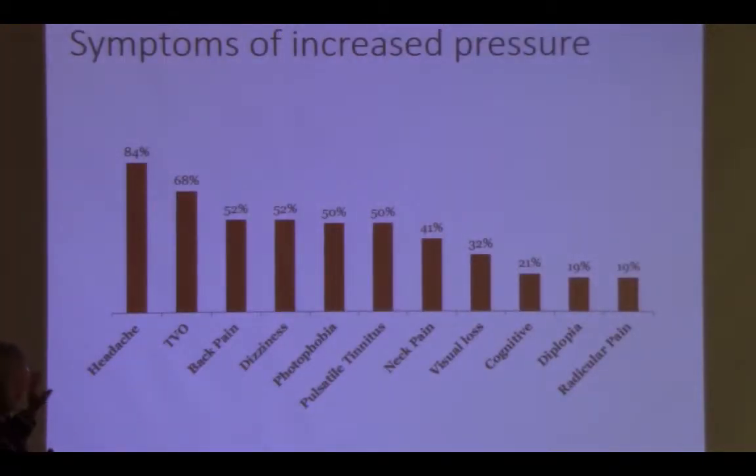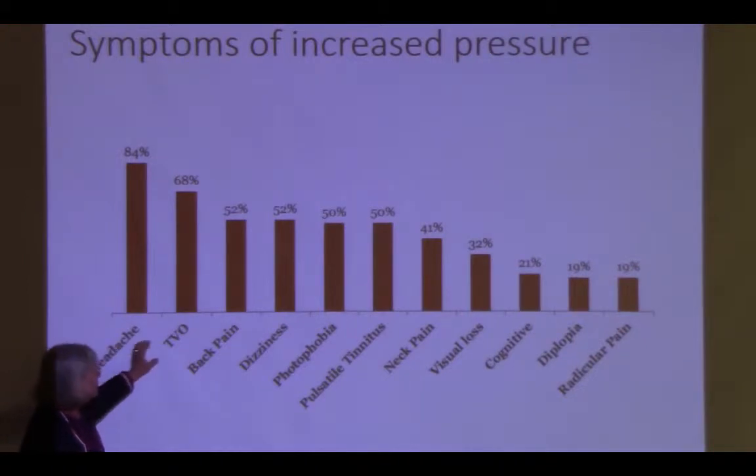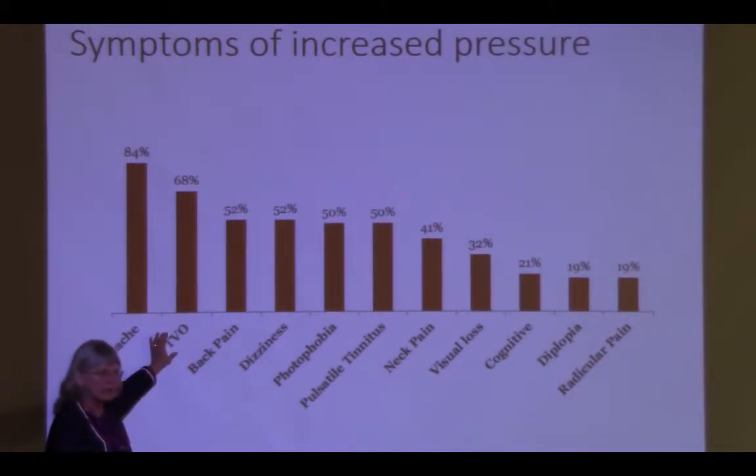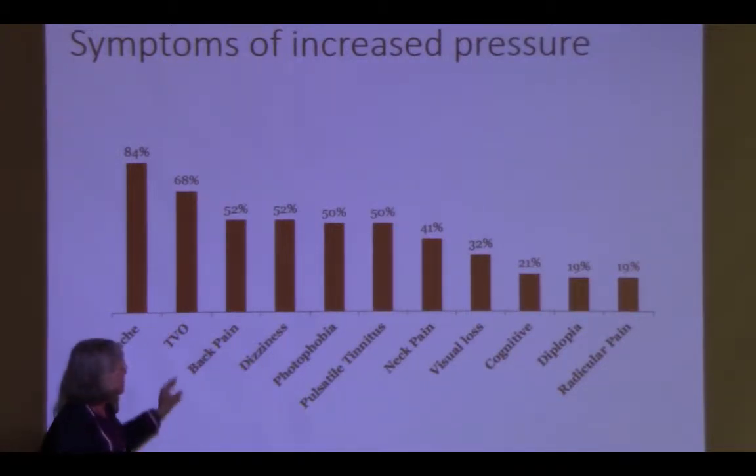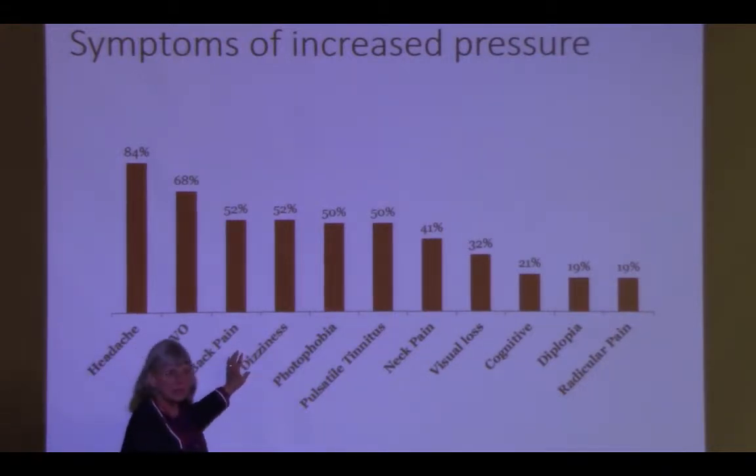Now, what are the symptoms of high intracranial pressure? Headache is the most frequent symptom. TVO means transient visual obscurations. These are dim outs of vision that you can just be sitting there and your vision dims out. Back pain is very common. Dizziness is common, and these are common with migraine too.